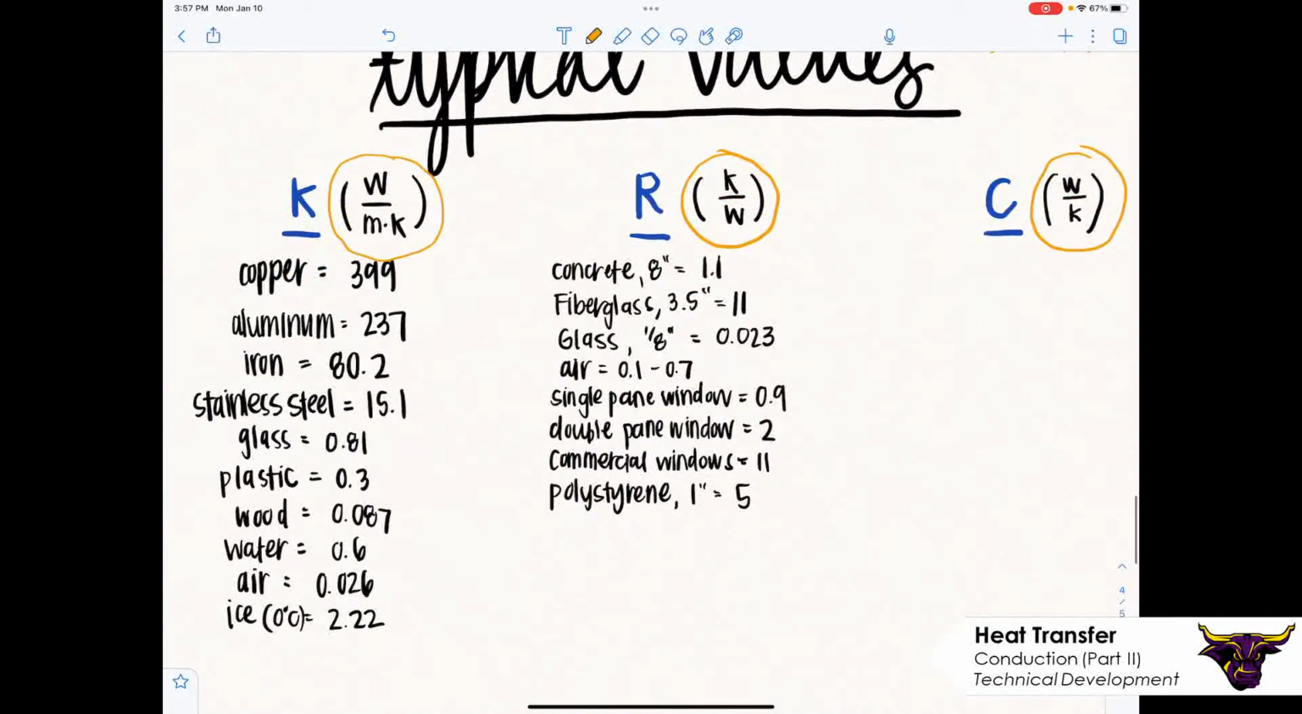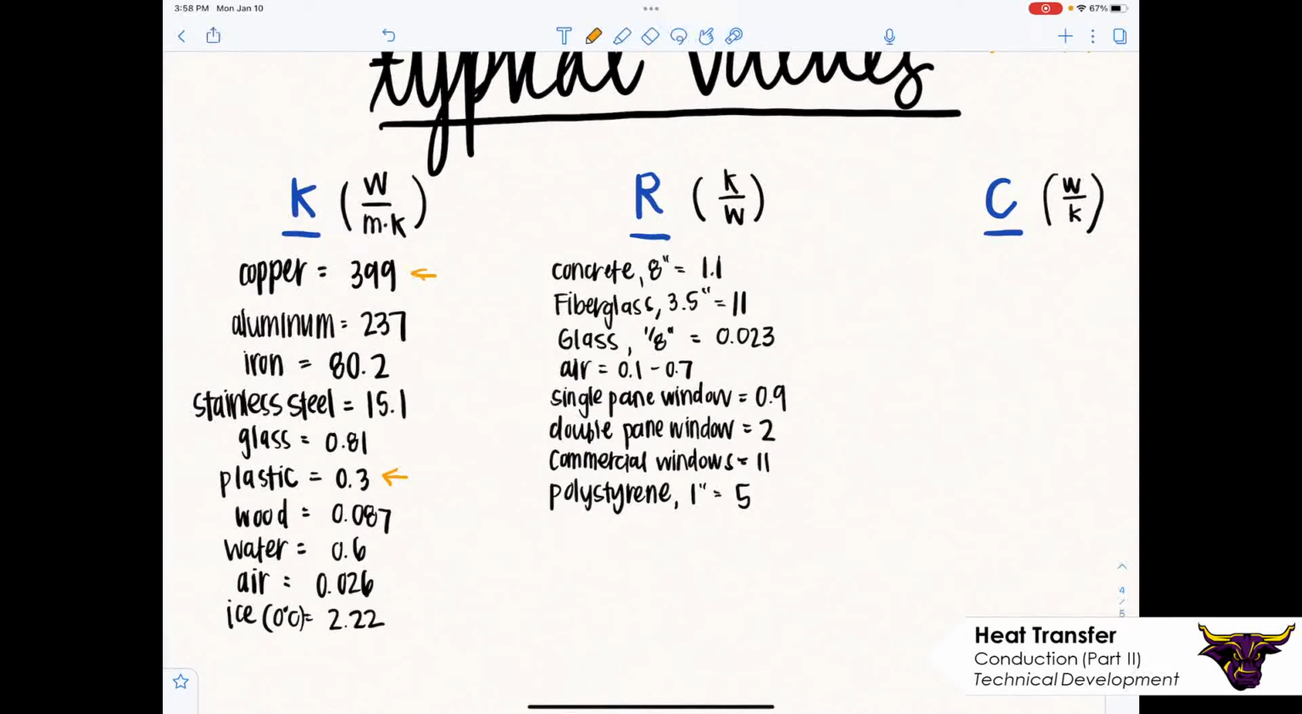So for K, you see something like copper is very high, 400. So there are 400 watts per meter times Kelvin. So that's 399 watts for every meter of thickness, and thinking about that temperature difference per temperature difference Kelvin. Whereas if we go to something like plastic, we know that plastic isn't as good of a conductor as copper. So we're getting a lot less watts of heat transfer per meter thickness per Kelvin, or that Kelvin difference between the hot and the cold side.